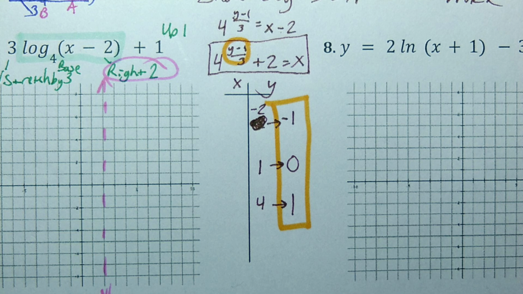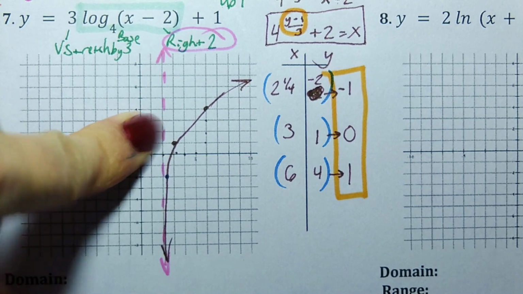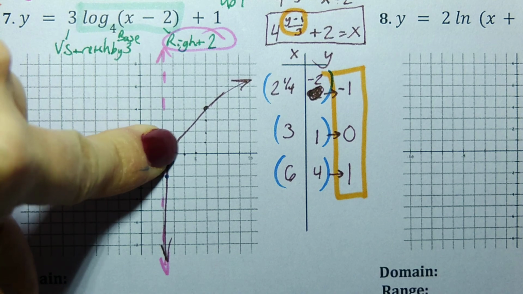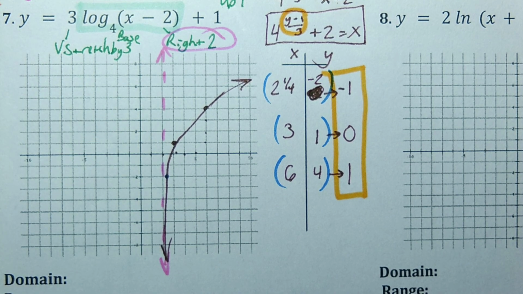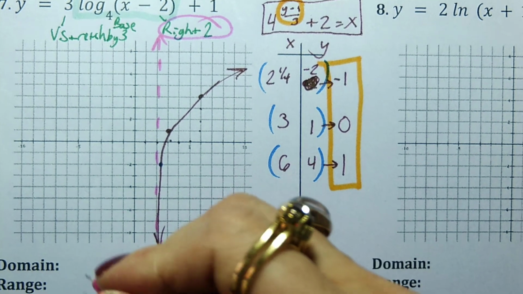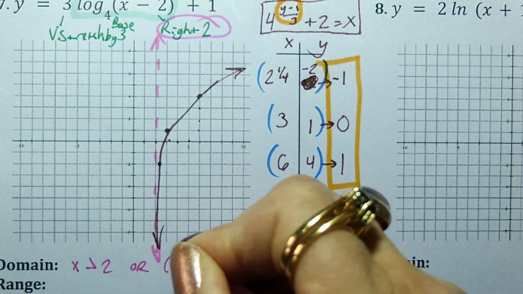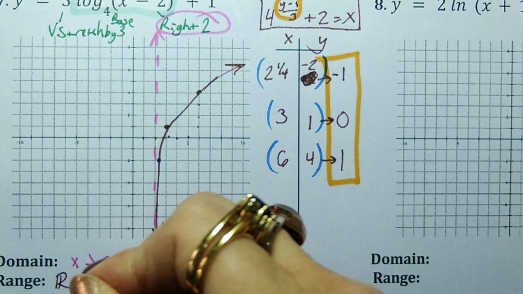One kind of common mistake that I see on these problems is when the asymptote is not at zero, sometimes students will start counting over from that as if it was the y-axis. Pre-cal kids do it too, so just be careful that you are always counting over from the origin when you are plotting those points. My domain for this one is x greater than 2 or 2 to infinity, and then the range, all real numbers.